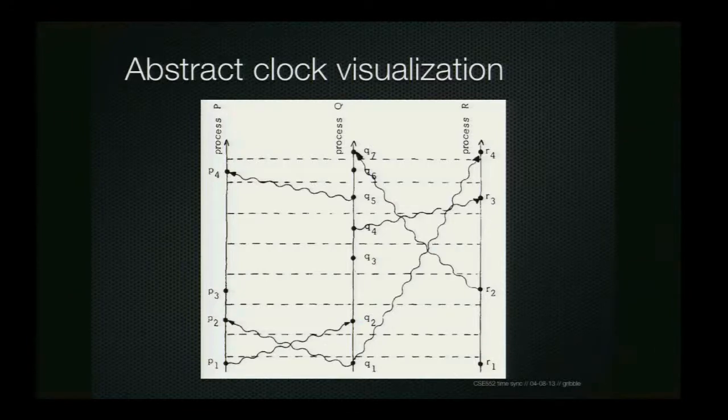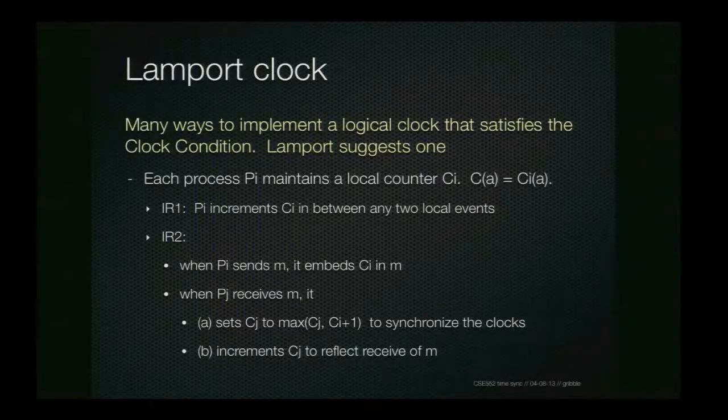The next thing that Lamport does is he proposes an implementation of a logical clock. And here's what he basically says. What we're going to do is have 2 implementation rules. And if you follow those implementation rules, you've defined a logical clock that meets that abstract clock condition. Every process has a local counter. All counters start off, let's say, at 0. If I'm a process and I experience a local event, I increment my counter by 1.